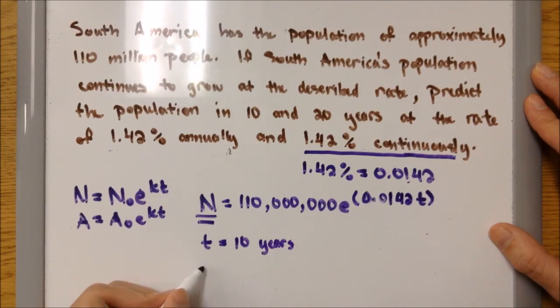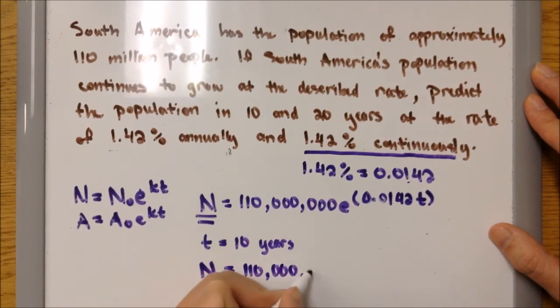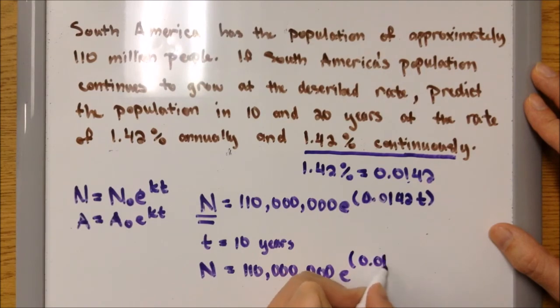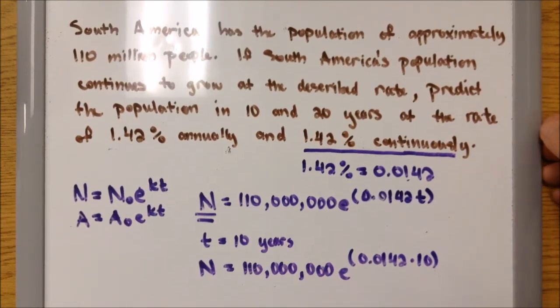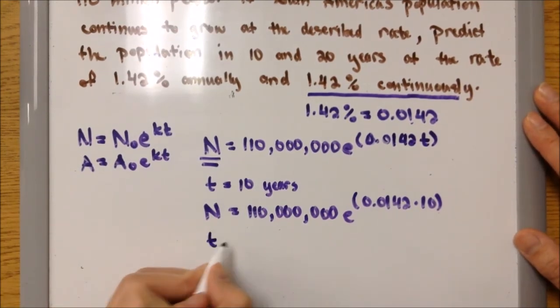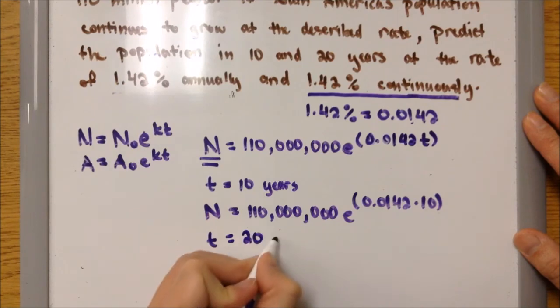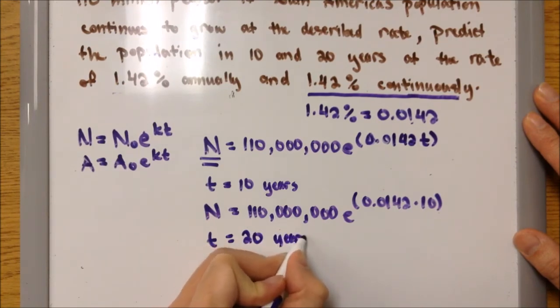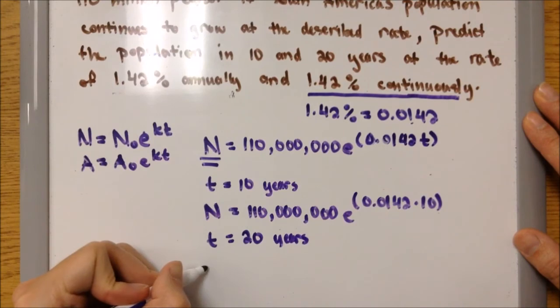So all we have to do is just set it up. So 110 million, that was the initial amount given, times the e function to the power of 0.0142 times 10. So that's all we have to do for that setup. Now, it also asks you for 20 years. So when t is 20 years, it's basically the same setup but different time.